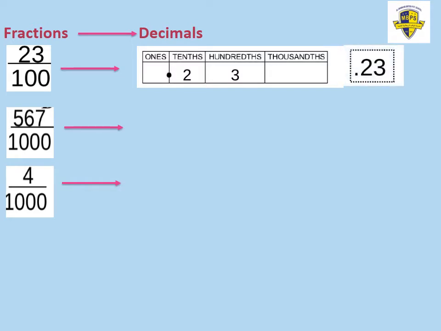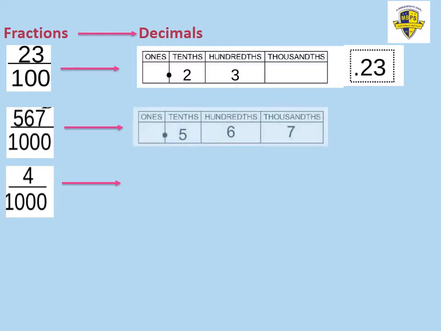The second example, 567 out of 1000. The denominator here is 1000. Excellent. So the number 7 has to be in the thousandths place. So we write 0.567. We read it 567 thousandths.